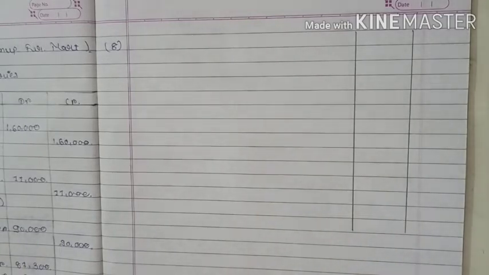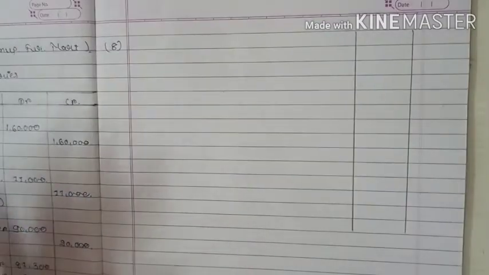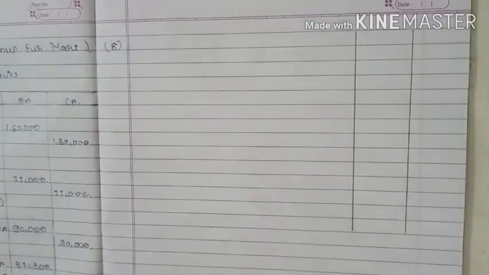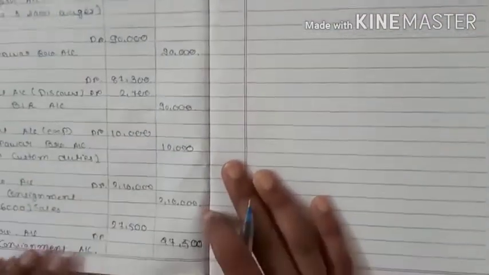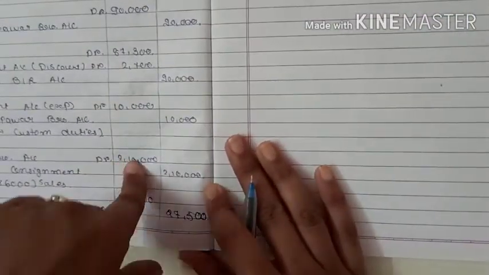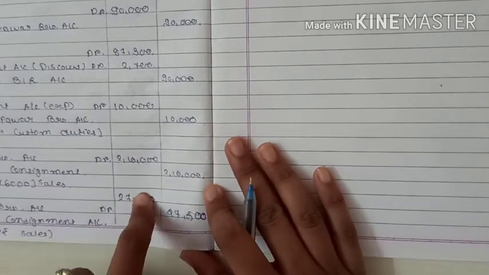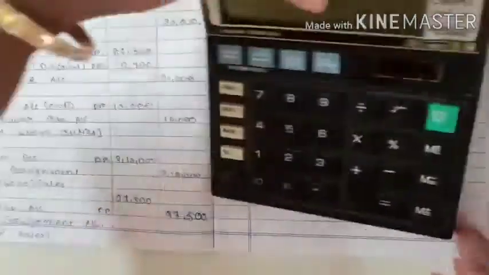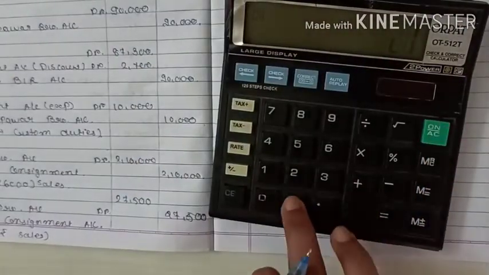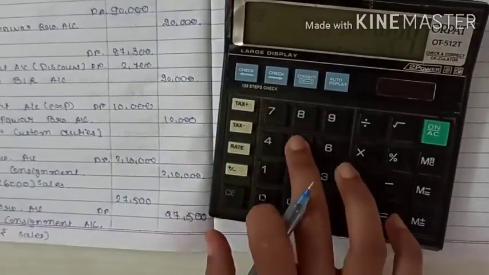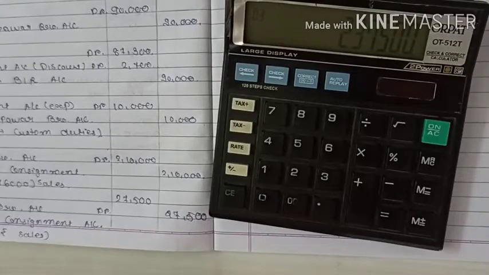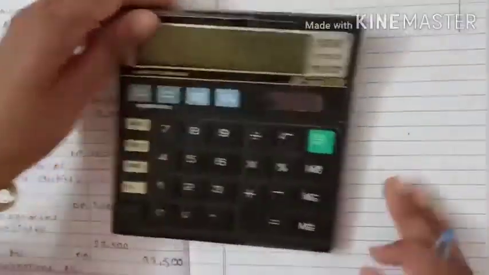What is given? The consignee is to be allowed a commission of 5% on sales. So first we have to find out the total sales. 2,10,000 in the first 2 months, and after a month there will be another sale of 27,500. So 2,10,000 plus 27,500, total sales is 2,37,500.